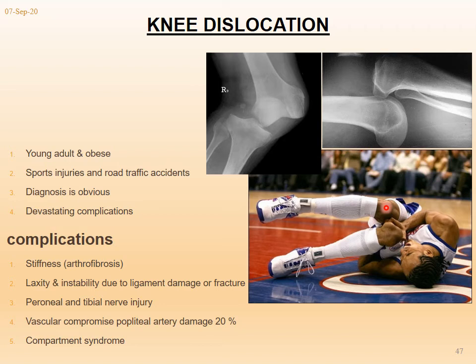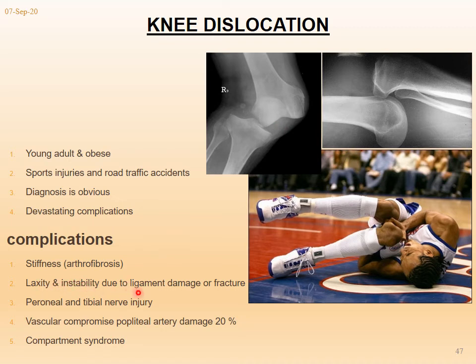with respect to each other, and it has a devastating complication because the neurovascular bundle passing behind the knee joint can be compromised. A complication of knee dislocation is stiffness. Even if we have reduced the dislocation, there is still a chance that the bleeding and the injured tissues here cause stiffness, and the movements of the knee joint are restricted.